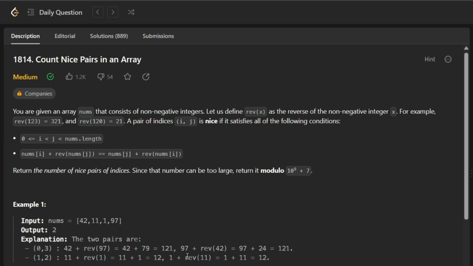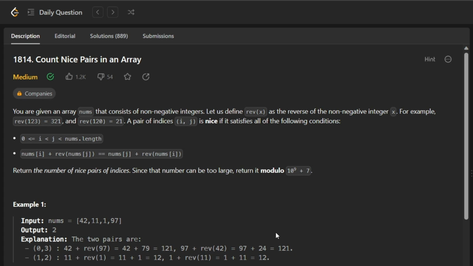A pair of indices i and j is nice if it satisfies all the following conditions. The conditions are that i and j must lie in the array and i must be less than j, and the condition it has to satisfy is nums[i] + rev(nums[j]) is equal to nums[j] + rev(nums[i]). We are asked to return the number of nice pairs of indices. Since that number can be too large, return it modulo 10^9+7. So this is the last step that we need to add.